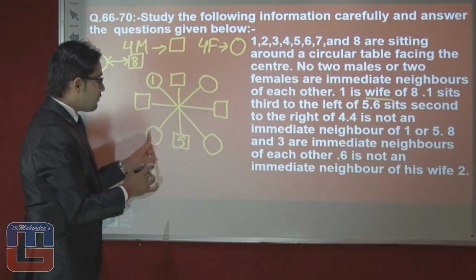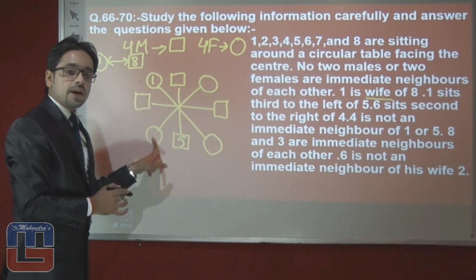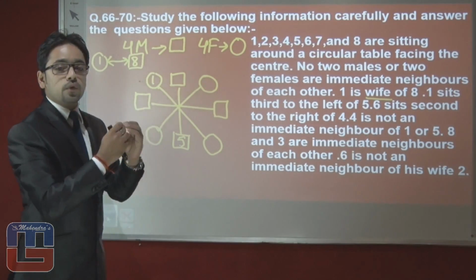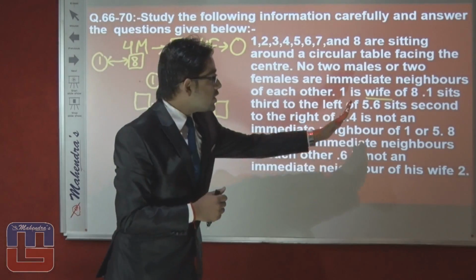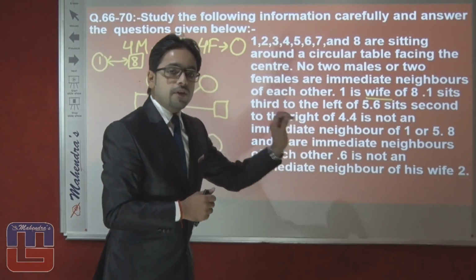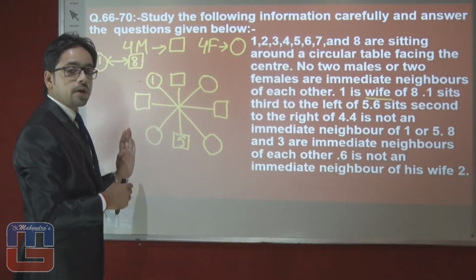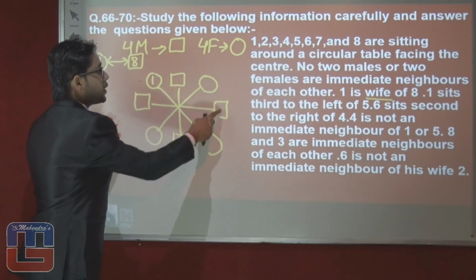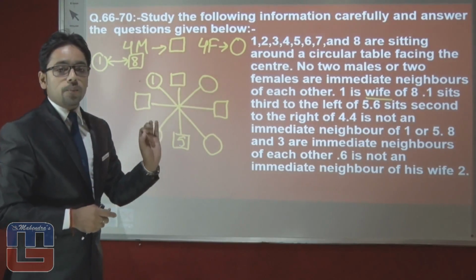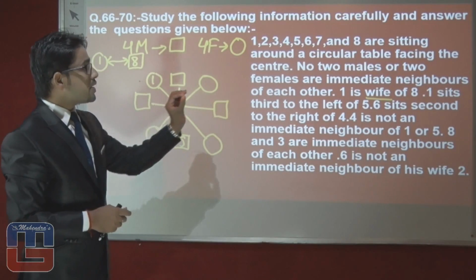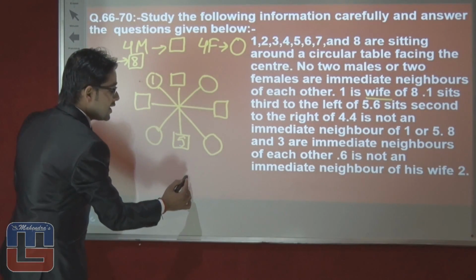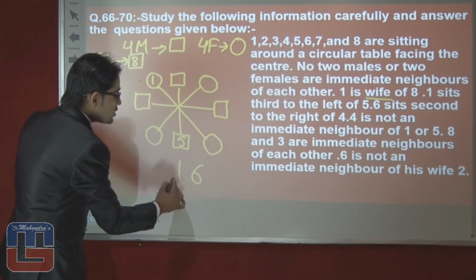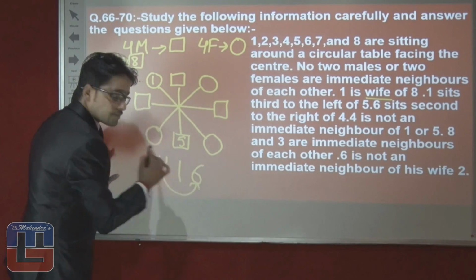If 1 is third to the left of 5, it means 5 is third to the left of 1 if all are facing towards the center. The next statement says 6 sits second to the right of 4. We have to store this statement because there are lots of places vacant here, so we cannot put it right here, because after reading the next statement it can be wrong. So we have to keep this statement in mind: 6 sits second to the right of 4.